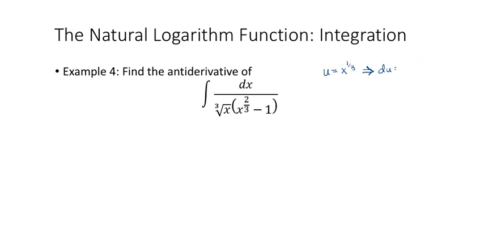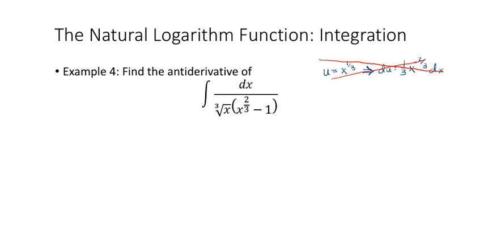Our derivative right there would end up being what? 1/3 x to the negative 2/3 dx. And what's the problem with that? Well, we've got x to the positive 2/3. Well, clearly I was confusing myself. That's not going to work at all, right? We need another option. So let's try the other one.